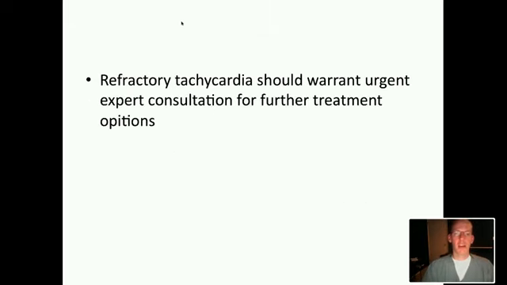For refractory tachycardias, where you've either given the adenosine or you've shocked them and they're still tachycardic, that requires urgent expert consultation for further management. If patients are not responding to the usual treatments, they're going to need advanced pharmacological intervention, maybe overdrive pacing if it's torsades or something. So that's going to require expert consultation. Get the help in. That's beyond the scope of this course.